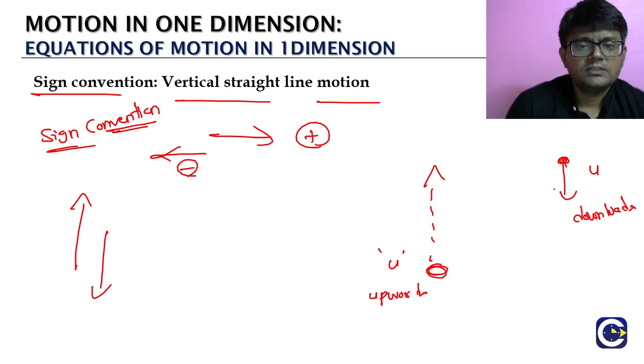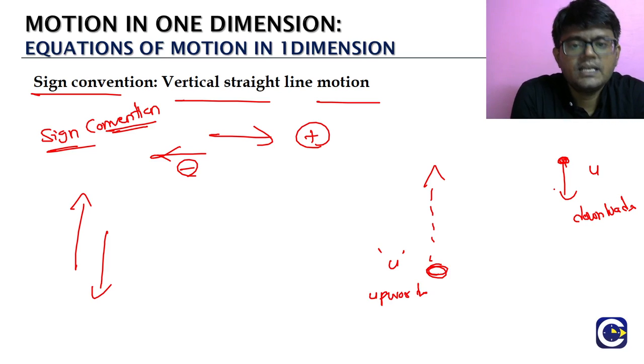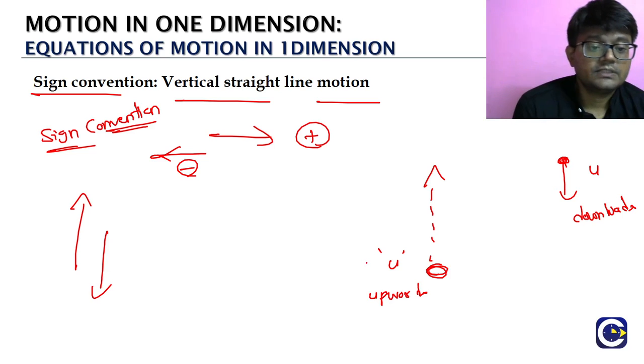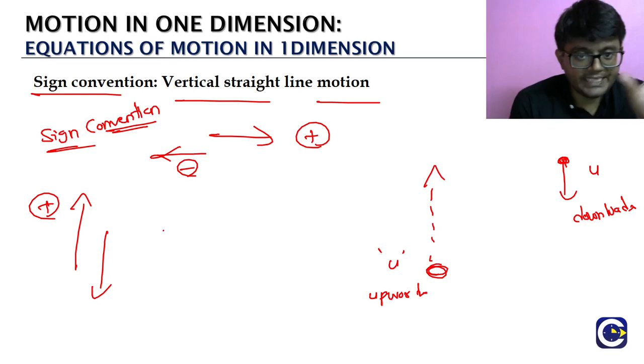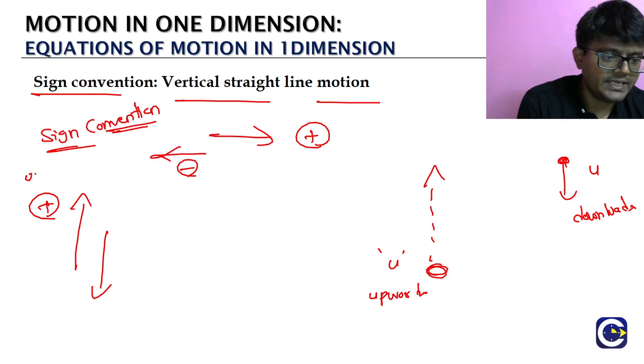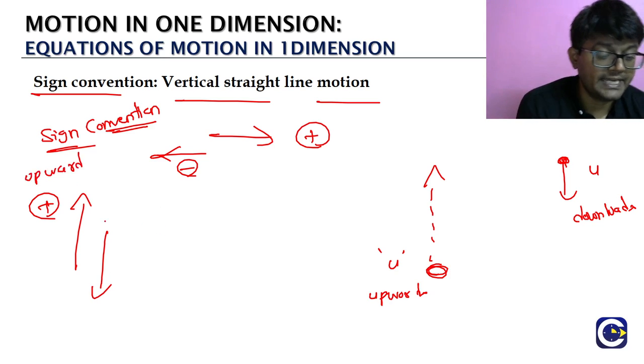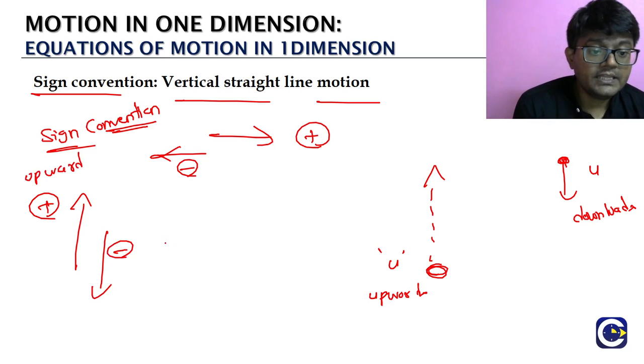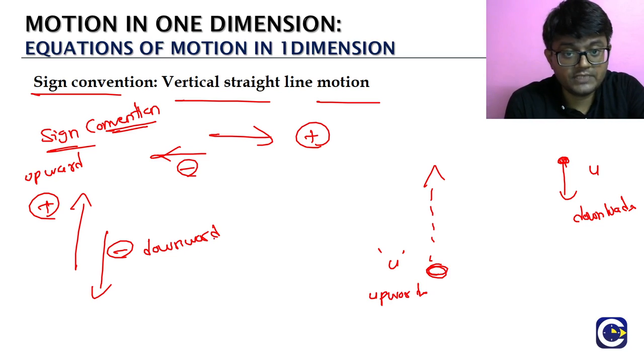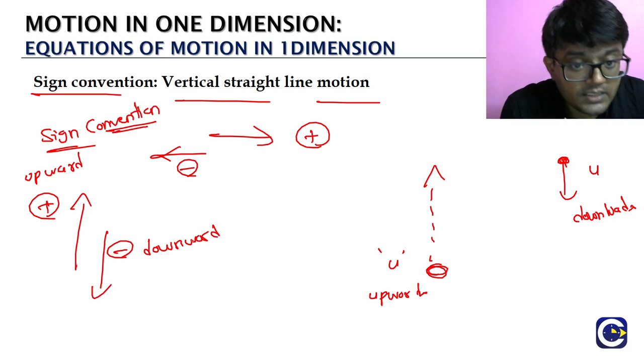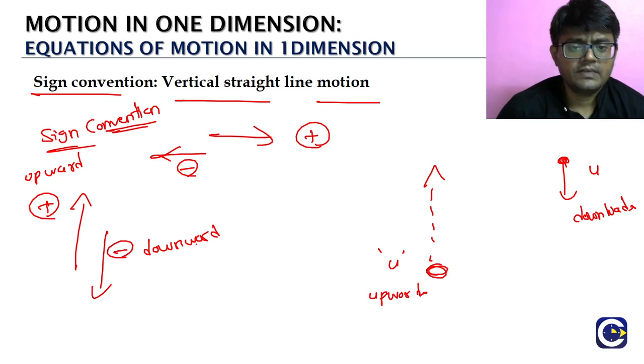Just to make things very clear, generally in vertical straight line motion we'll follow a fixed convention. Anything upwards we take as positive. Any quantities in the upward direction we'll take as positive, and anything in the downward direction we will take as negative. That is the general sign convention we'll follow in vertical straight line motion.